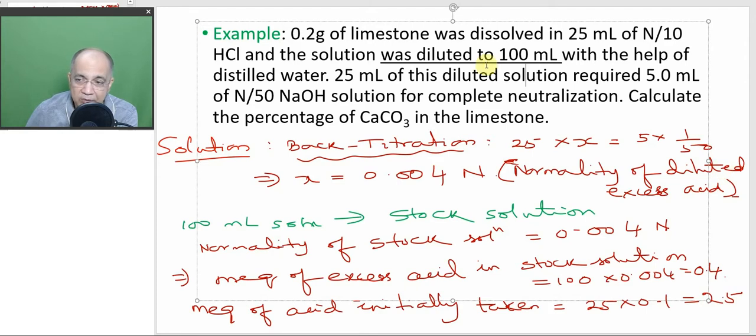So the entire 100 ml solution has the same normality. Then you use this volume of the original stock solution, 100, into the normality, that will give you the number of milliequivalents of the excess acid. You know, milliequivalents, millimoles, equivalents, moles, they are amounts. So by converting to milliequivalents or equivalents or moles or millimoles, we have rejected the use of any volume. Volume is no more present. We get the absolute amount.